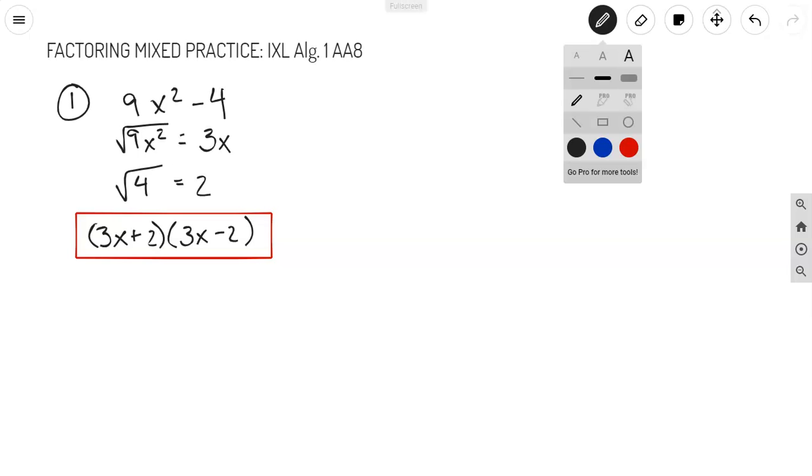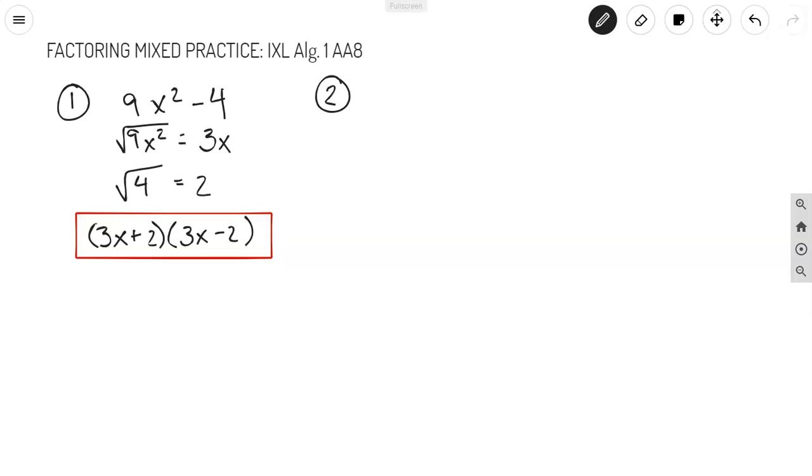Moving on to a second problem. I got 7x cubed minus 14x squared plus 7x. First step, always see if there's a GCF. 7, 14, 7. Yes, I can take 7 out of all 3 terms. x cubed, x squared, x. Yes, they all have an x.